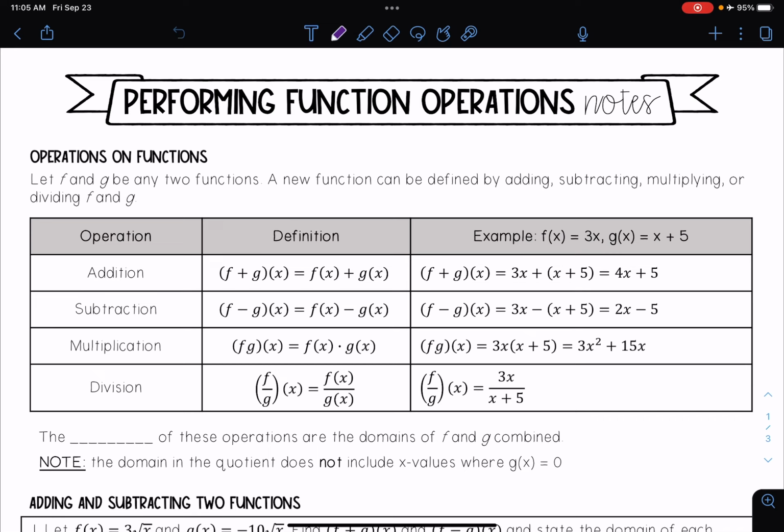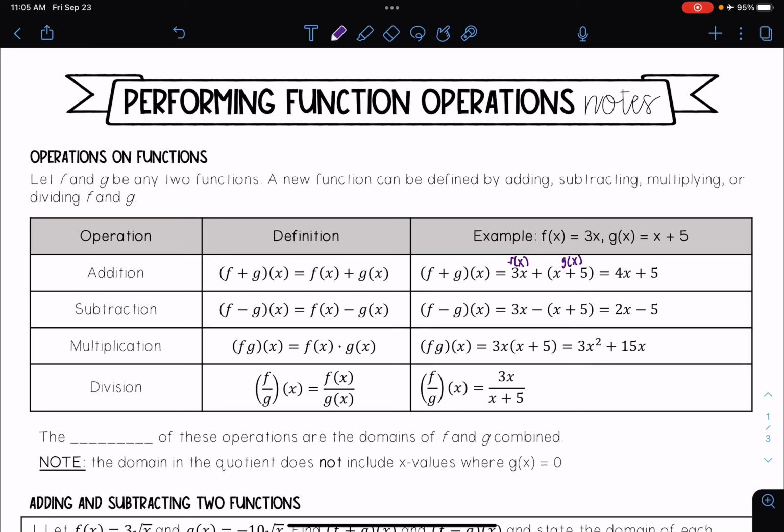For addition, if we did f plus g of x, that's just going to equal f of x plus g of x. In all these examples, our function f is 3x and our function g is x plus 5. So if I was doing f plus g of x, that would equal f of x, which is 3x, plus g of x, which is x plus 5. I would just add those together. So 3x plus x, I get 4x plus 5.